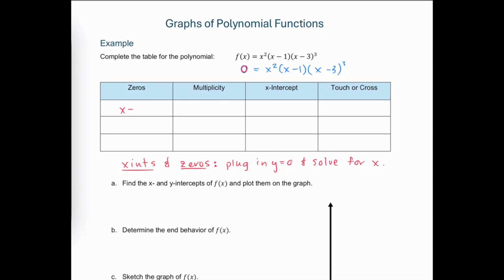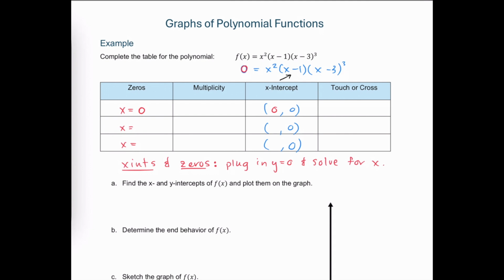The zeros are x values that zero out the function. The x-intercepts are those x values turned into ordered pairs, because an x-intercept is a point on the graph. Because x squared is one of the factors, we know that x is equal to 0 is one of the zeros, and therefore (0, 0) is a point on the graph.